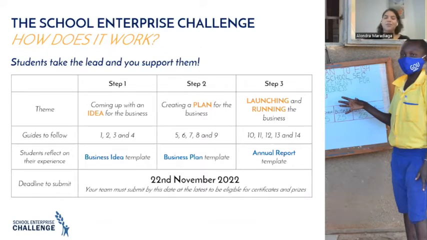The deadline to submit your 3 documents is the 22nd of November this year. And if you do this by this date, you will be eligible for certificates and prizes. So please have this date in mind. And just know that the sooner you start completing all the lessons, the more time you will have to run your school's business.